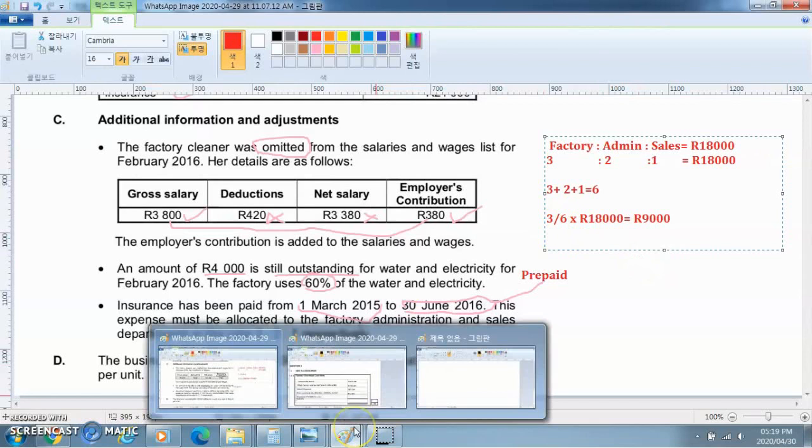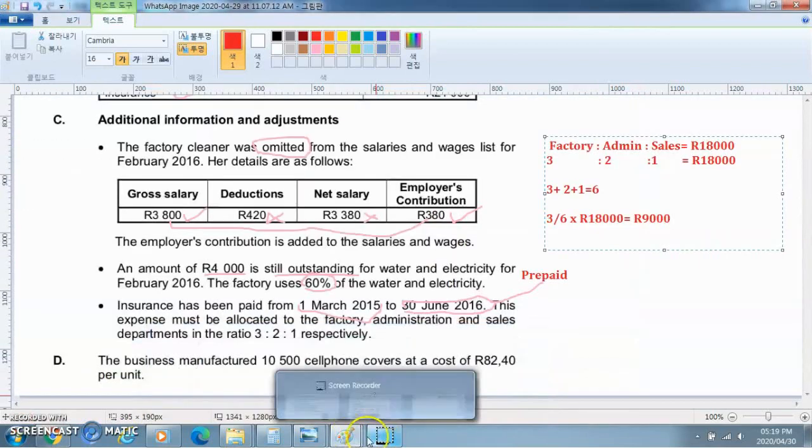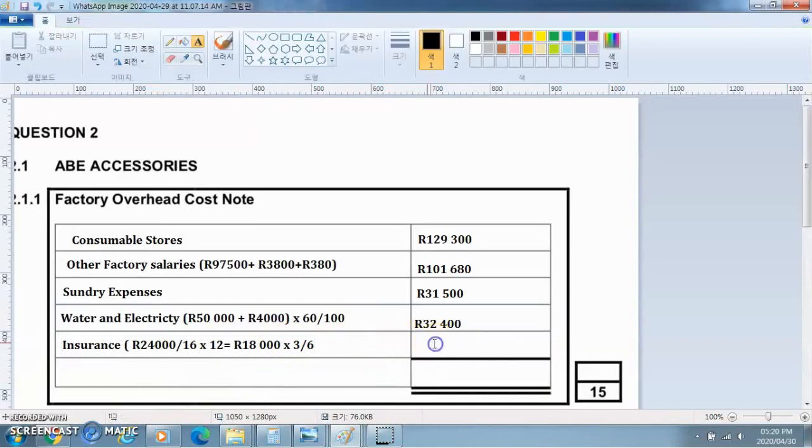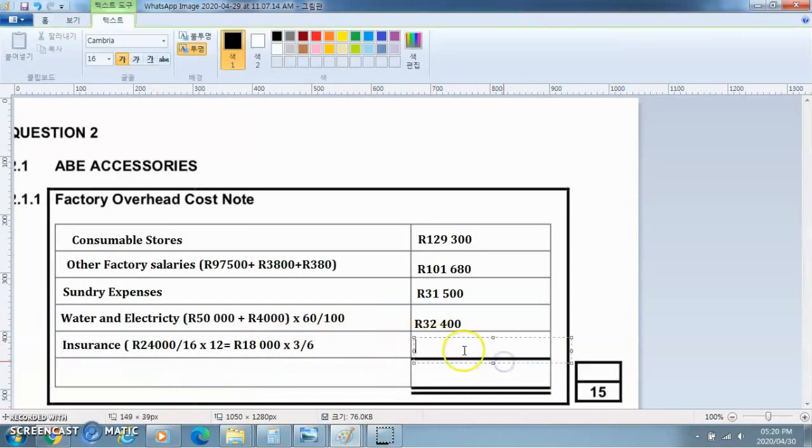Okay, so next step now is to go back to my workings. Okay, I am here, and then remember the last answer that we had was 18,000 rand. So I'll just say on the 18,000 rand, multiply by 3 over 6. And then the answer is 9,000 rands. Okay, so I'll just write 9,000 rands. Okay, so I've put everything here.